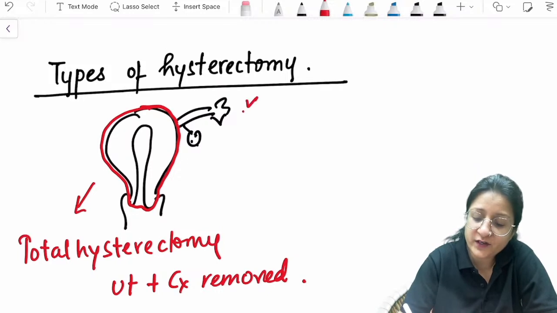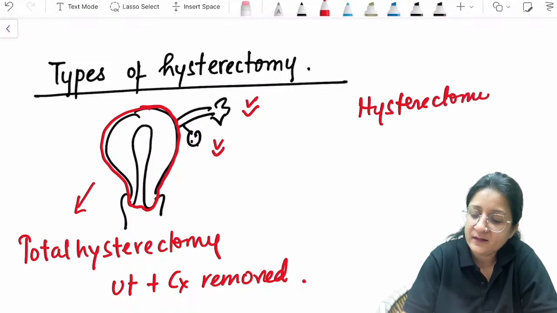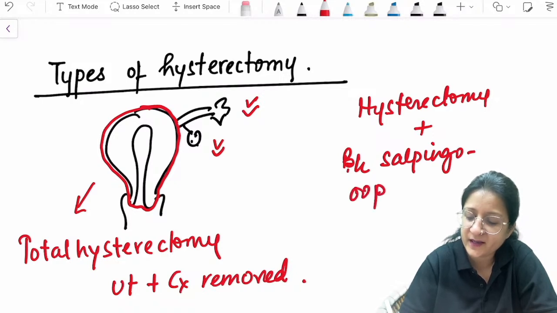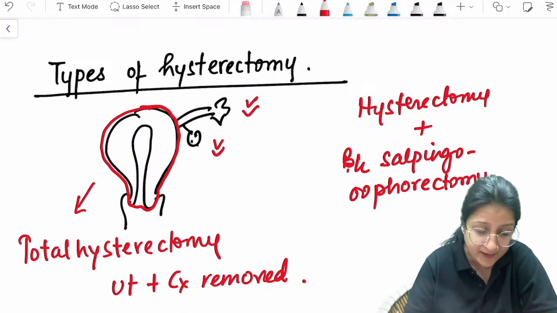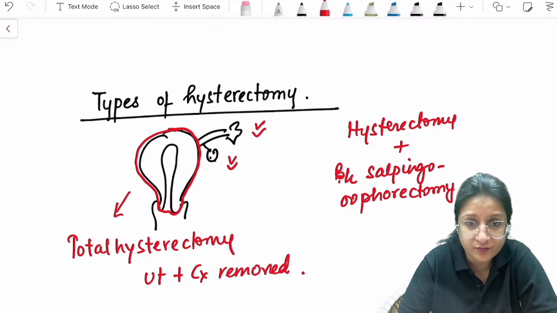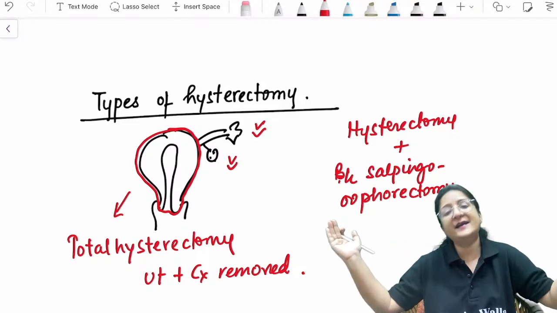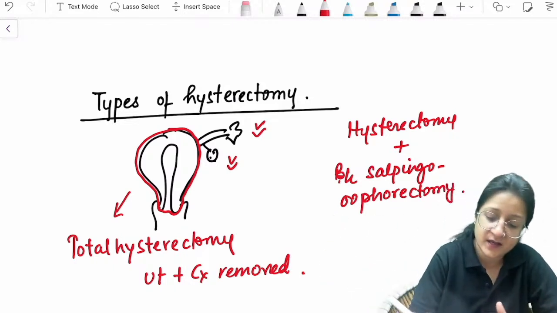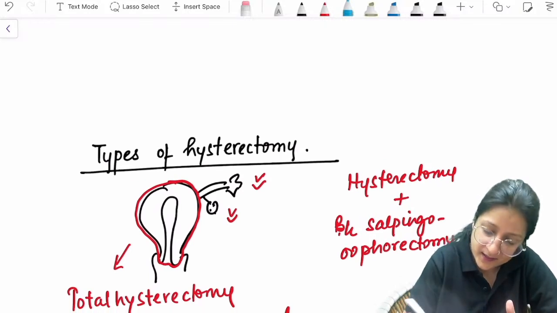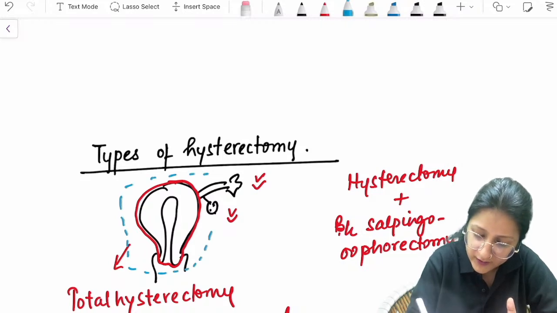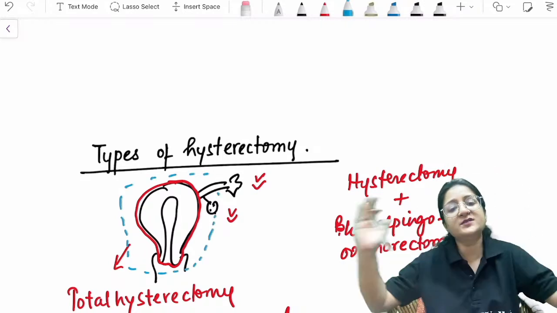When you remove the tubes and ovaries also, it is called hysterectomy plus bilateral salpingo-oophorectomy, right? Then the types of hysterectomy will depend upon the radicality of the procedure. So there are radical hysterectomies, where we are removing more and more tissue laterally. That means we go radical.